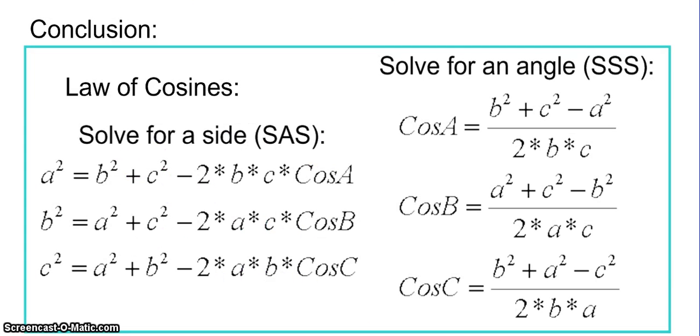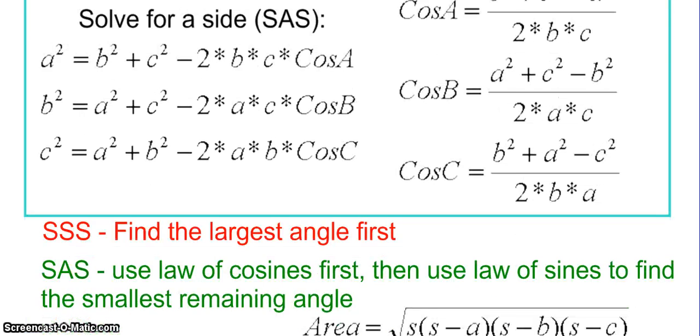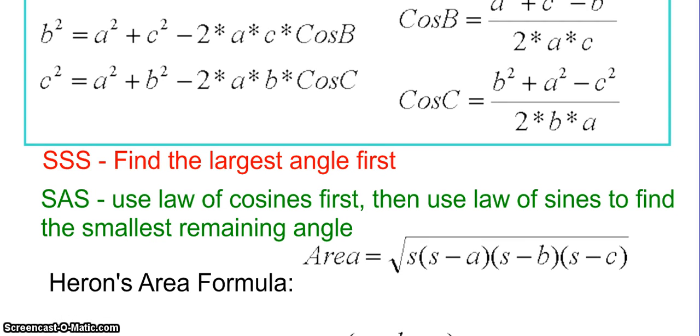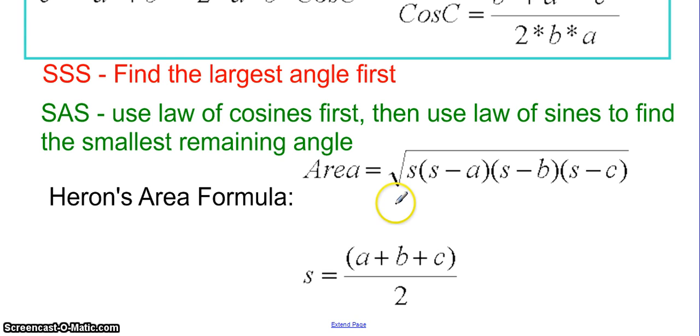Okay, so we want to make sure we know the law of cosines, understand the law of cosines, love the law of cosines, know how to use the law of cosines. I didn't do it on any of the examples, but I talked about it. If you start with law of cosines and convert to law of sines, and you started with side, side, side, then you need to find the largest angle first. If you started with law of cosines and it was side, angle, side, then you switch to law of sines, you need to find the smallest remaining angle next. Also know Heron's formula, great way to find the area of a triangle.